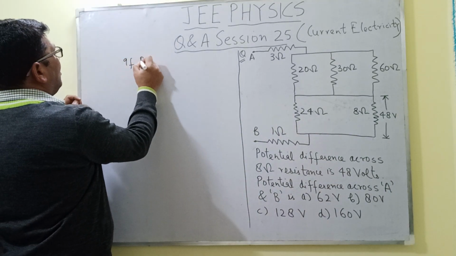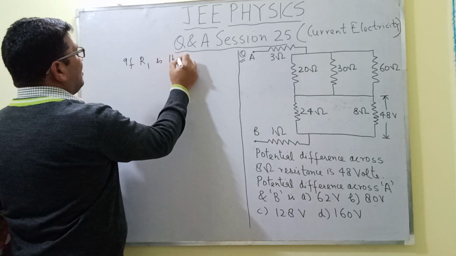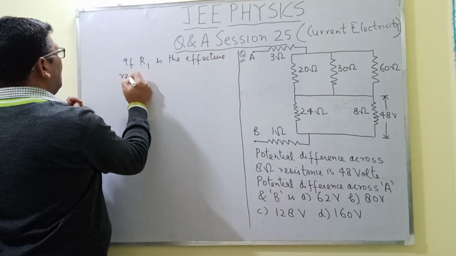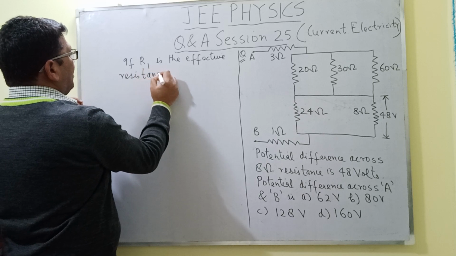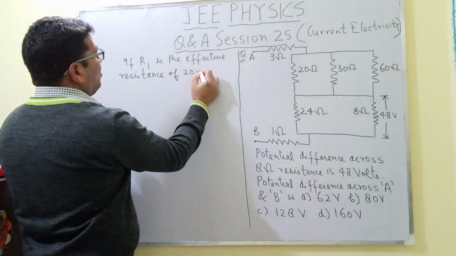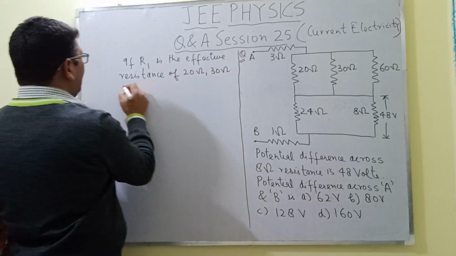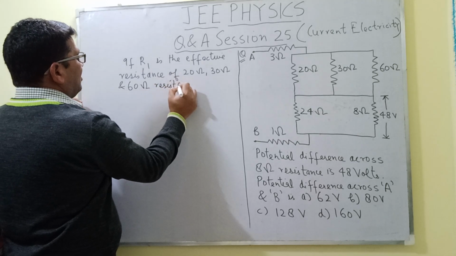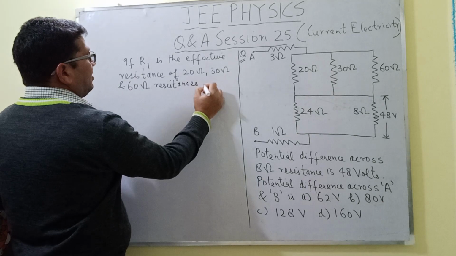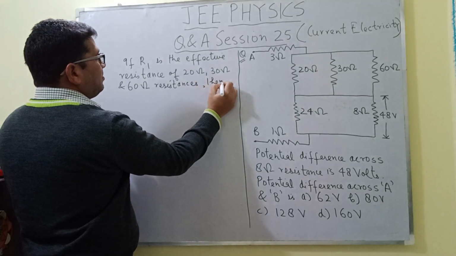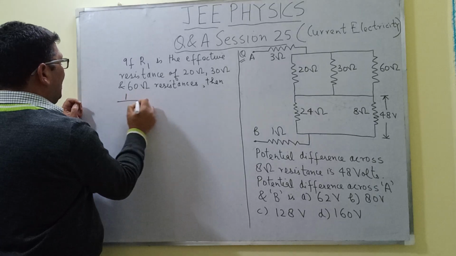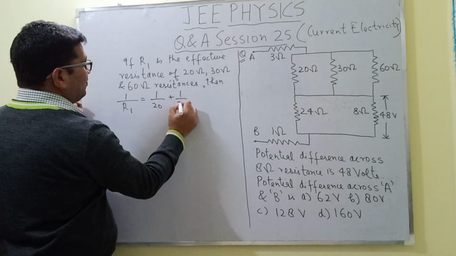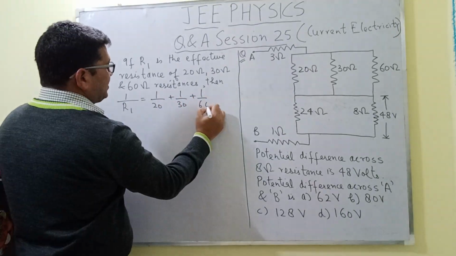If R1 is the effective resistance of 20 ohm, 30 ohm, and 60 ohm resistances, then 1 by R1 will be equal to 1 by 20 plus 1 by 30 plus 1 by 60.